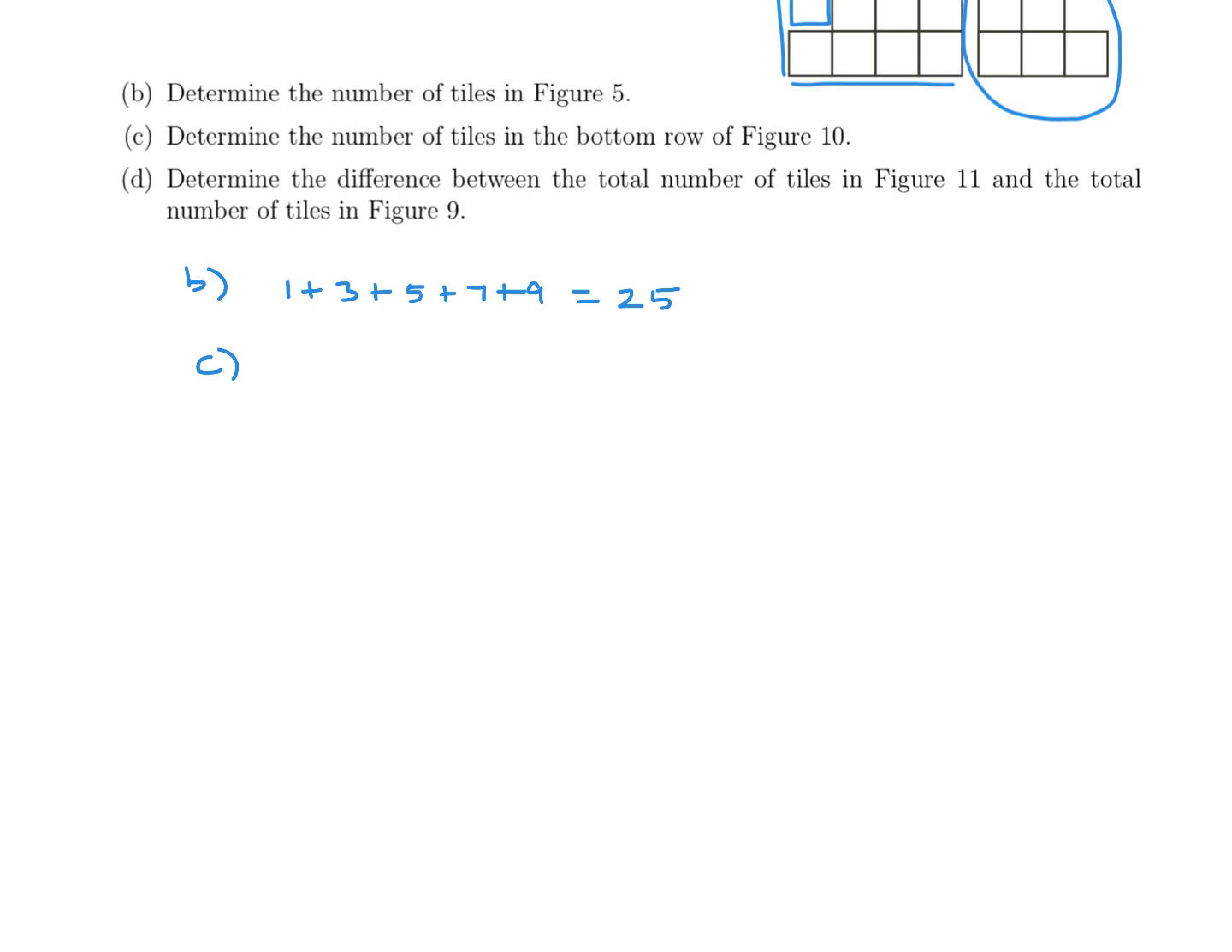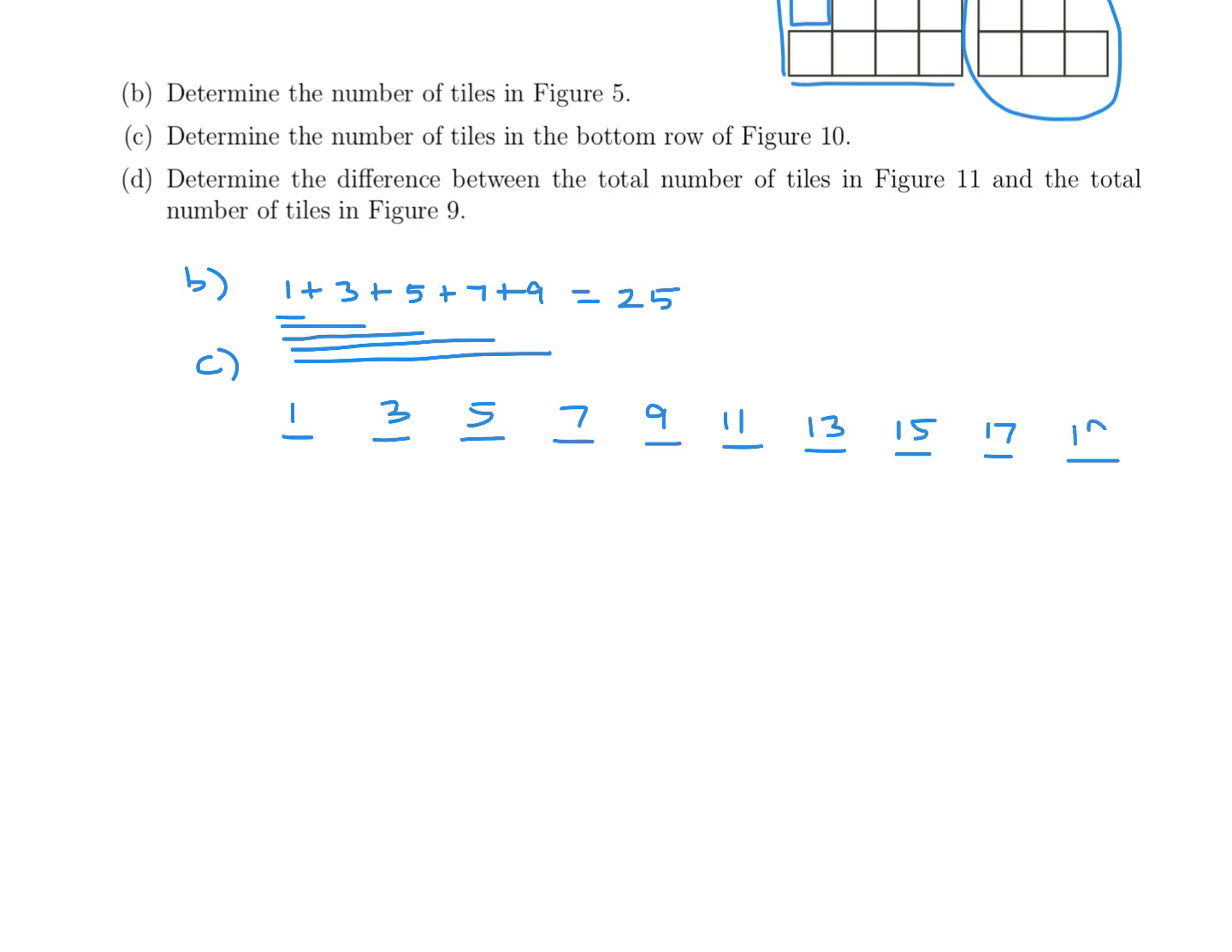Part C asks, determine the number of tiles in the bottom row of figure 10. Okay, so we have figures 1, 2, 3, 4, 5, 6, 7, 8, 9, 10. Now each figure increases. For example, this was figure 1, this was figure 2, this was figure 3, this was figure 4, and this whole thing was figure 5. So 1, 3, 5, 7, 9, 11, 13, 15, 17, and 19. Correct? So the bottom row would be the last one right there. So 19 would be the answer to this question.